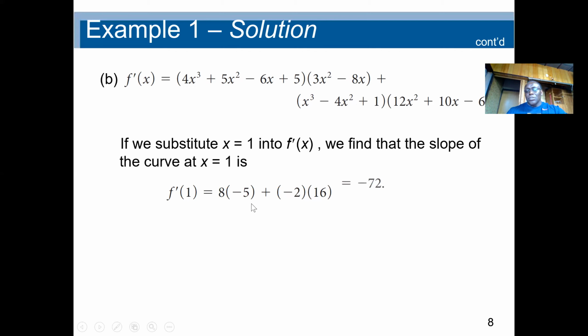And the final answer will be negative 72. I don't want to explain this because this means I have 1 cubed minus 4 times 1 plus 1, 12 times 1 squared plus, and just simplify it. You get the solution.